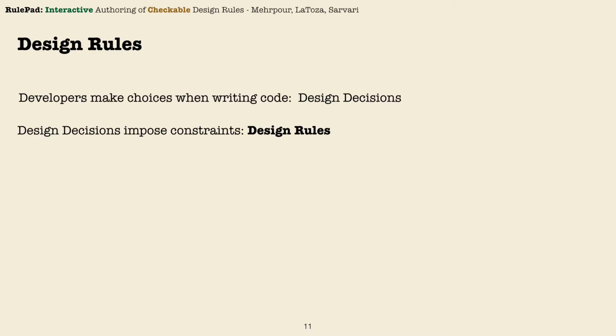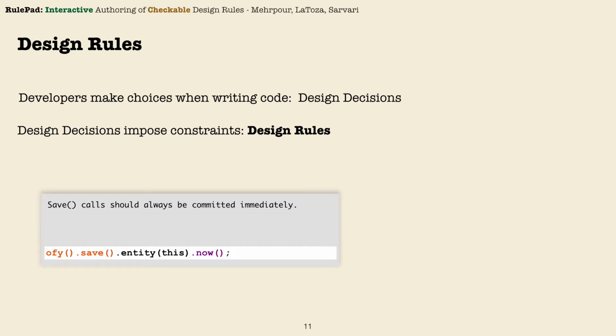Developers make choices when they write code, and these choices are called design decisions. Design decisions impose constraints on code, which are called design rules. For example, in this design rule, the method save from a persistent framework should be followed by another method, now, so that the changes are committed immediately.